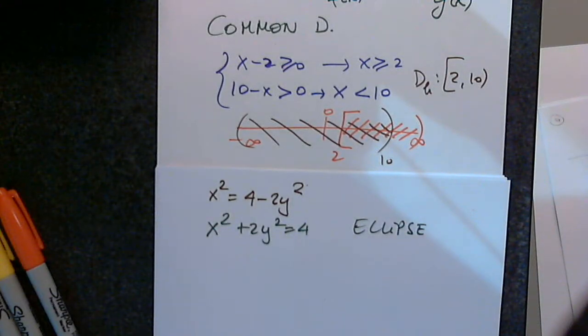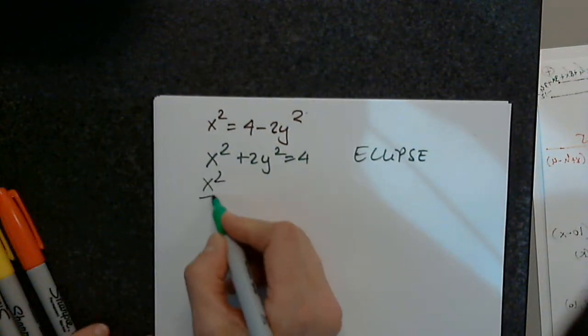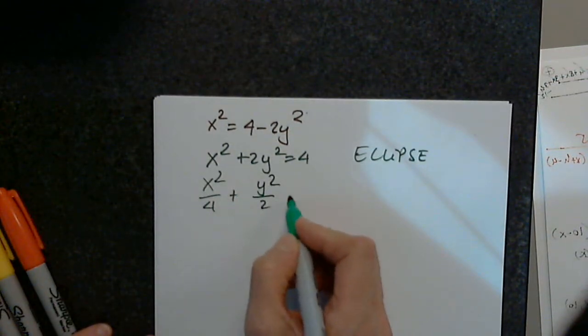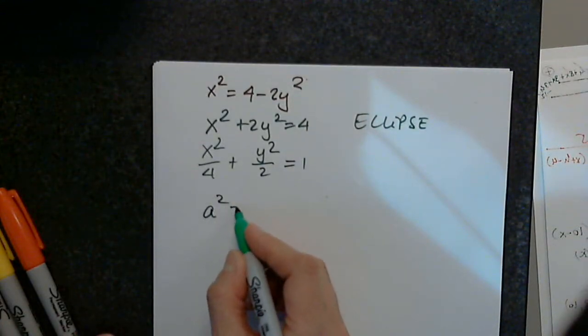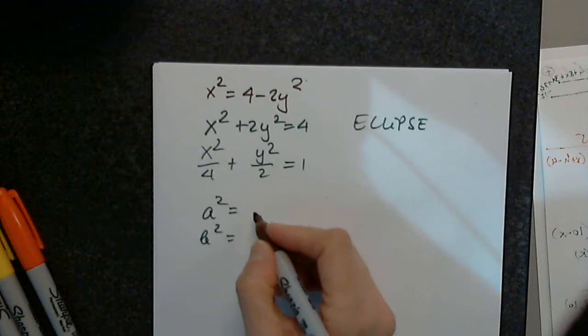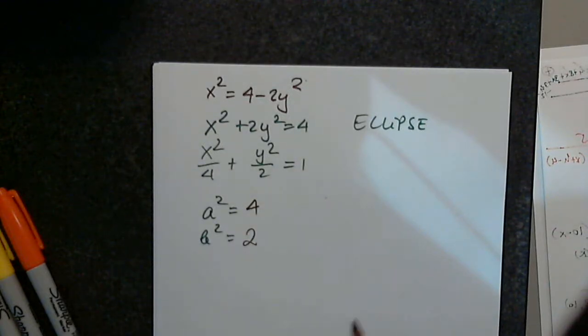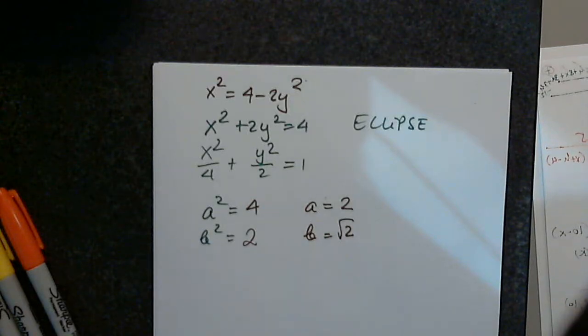Good. What will be my next step then? We need 1 on the other side. Yes, absolutely. So I have to divide, plus y squared over 2 equals 1. That's right. So then I know what a squared is and b squared is, and I know whether the major axis is on the x-axis or on the y-axis. Major is on the x-axis. Correct. So a squared is 4 and b squared is 2, which means a is 2 and b is the square root of 2. Very good.